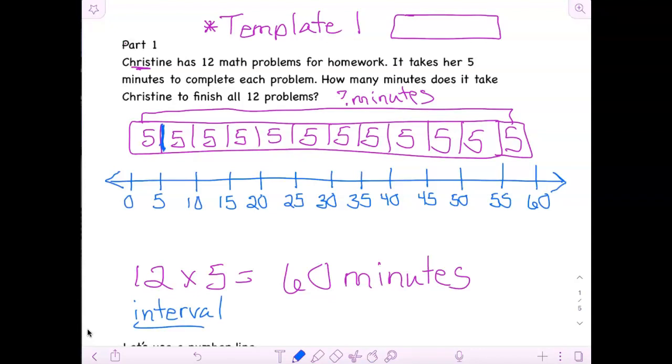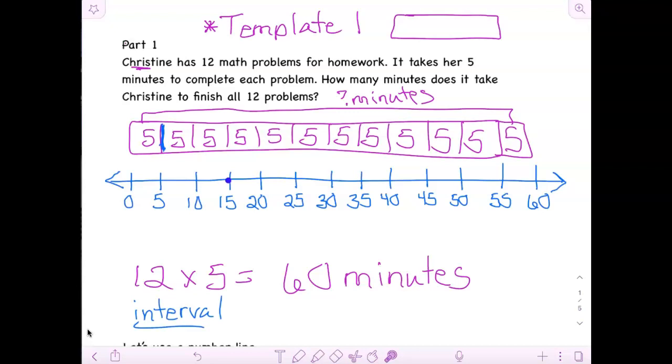So we skip counted by 5s. Count with me. Here we go. 0, 5, 10, 15, 20, 25, 30, 35, 40, 45, 50, 55, 60. So the amount of time in between one interval is 5 minutes. The amount of space in between 2 intervals is 10 minutes. How many minutes are there from 0 all the way up to 60? That would be 60 minutes.